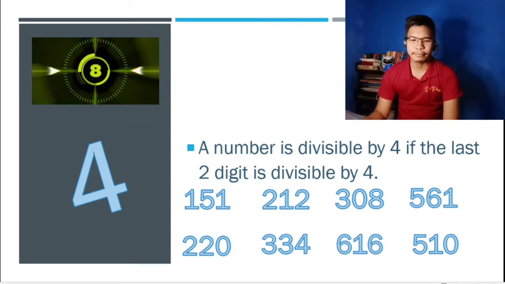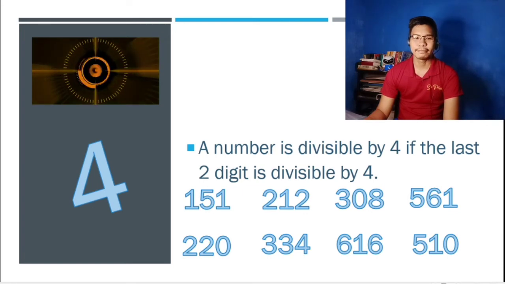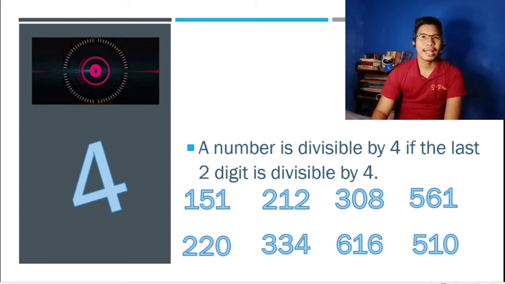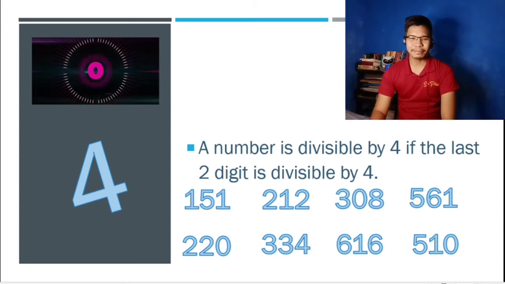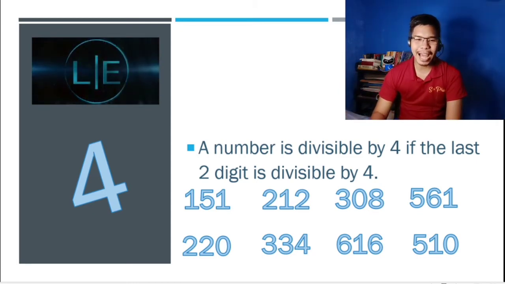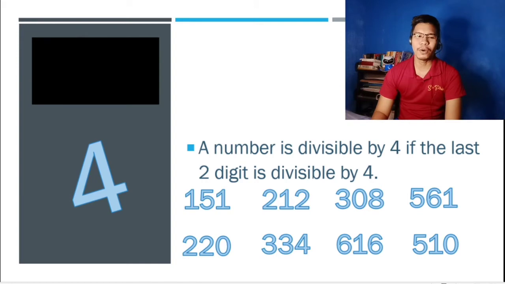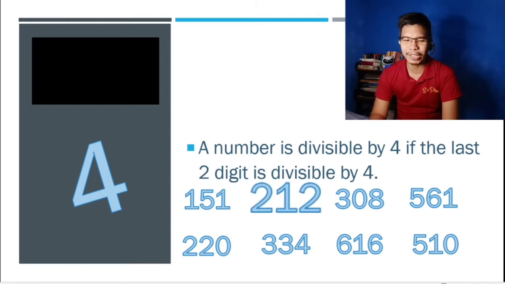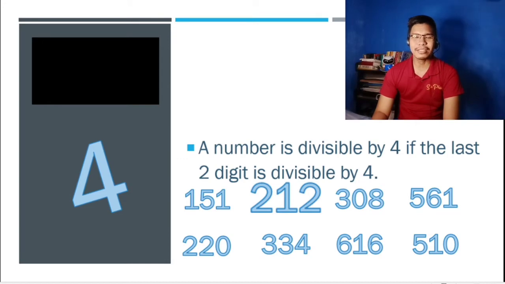10, 9, 8, 7, 6, 5, 4, 3, 2, 1, 0. Time is up. Okay, so let us now check if your answers are correct. The numbers which are divisible by 4 are, of course, 212. This is our example a while ago, because the last two digits are 12, which is divisible by 4.